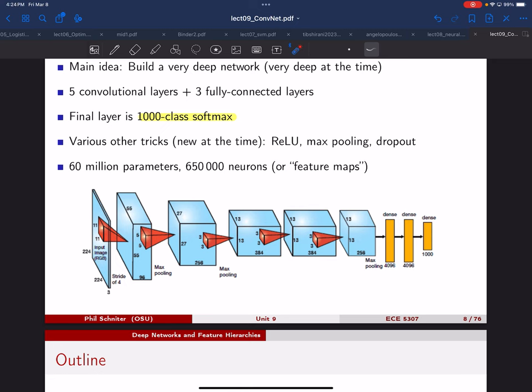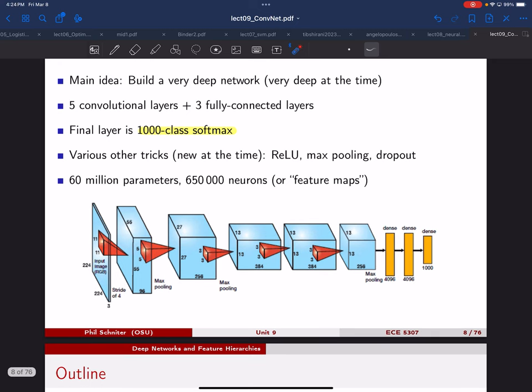Their goal at the time was to build a very deep network. By today's standards this is not a very deep network, but at the time it was incredibly deep. And they had to use a bunch of new tricks to get this to work, and we'll talk about those. ReLU was one trick, max pooling, dropout, and so on.